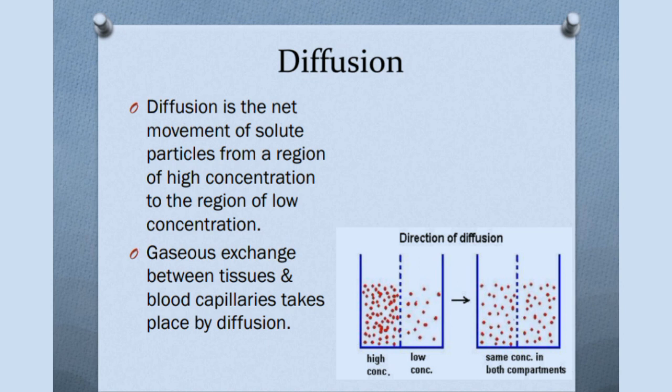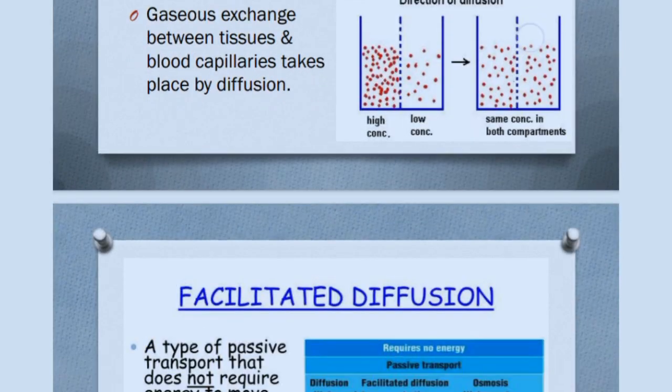Now, you know that each and every cell is surrounded by blood capillaries. So, as a product of respiration, the cells produce carbon dioxide gas. That means cells have a higher concentration of carbon dioxide gas as compared to their surroundings. So carbon dioxide will move outside. At the same time, the blood capillaries have more oxygen as compared to the cell. So oxygen will enter into the cell by the process known as diffusion.